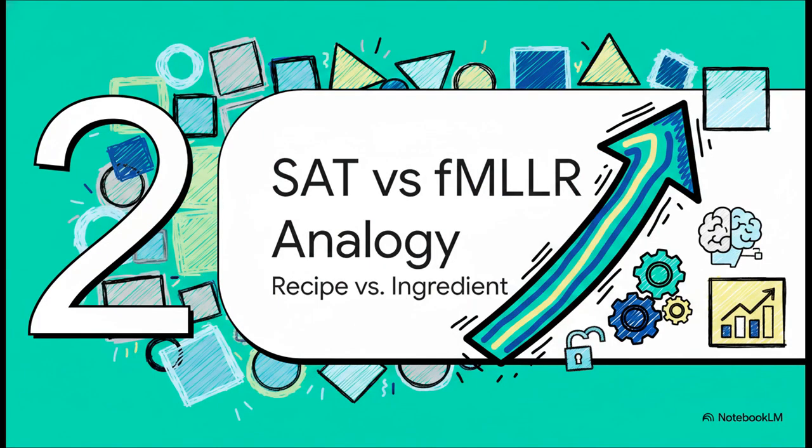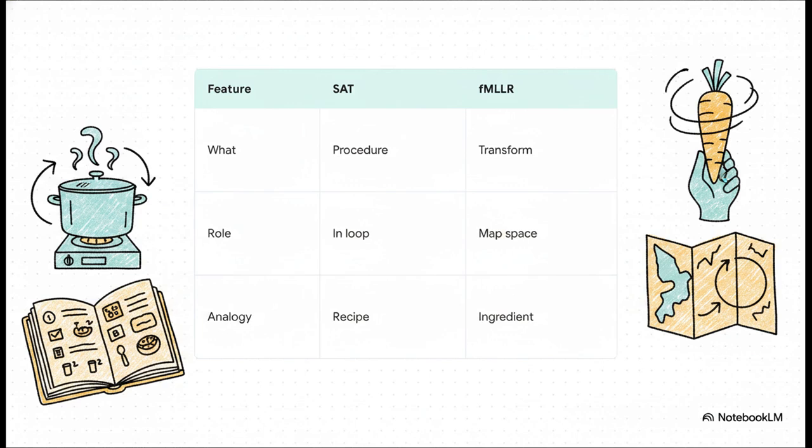Moving on to section 2, the SAT versus FMLLR analogy. The recipe versus the ingredient. So, how do we actually get from a blurry model to a tight one? Well, first we have to avoid the absolute biggest trap in ML interviews, which is mixing up the training procedure with the mathematical transform itself. Seriously, burn this distinction into your brain right now.